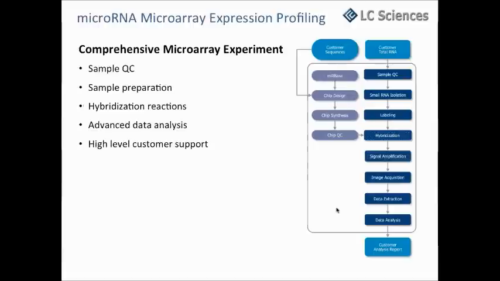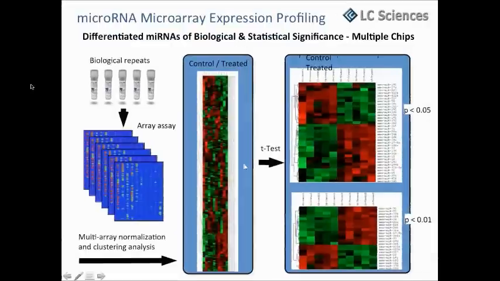Let's briefly focus on the arrays. This is just a typical workflow for us and probably for everybody else as well. First you do sample QC, then sample prep, and the nice thing about the sample prep is that you're using the total RNA sample straight. There's no amplification or any step involved that could severely bias your profile or favor any particular microRNA over another. Then you do the hybridization, the data analysis, etc.